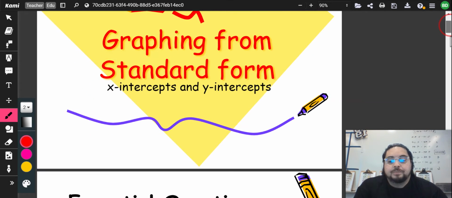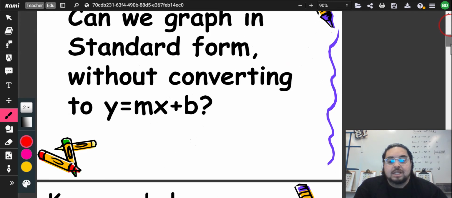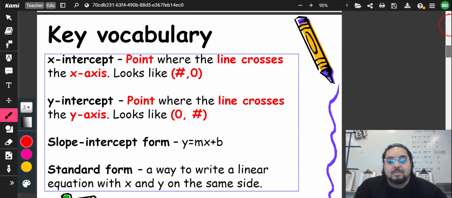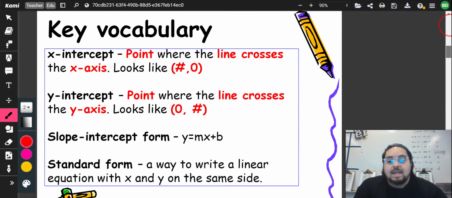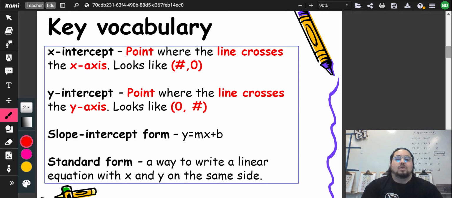Okay, so let's talk really quickly about what an x and y intercept are. So remember, the x and y intercepts are the points where our line is going to cross those axes. So the x-intercept is the point where the line crosses the x-axis. The y-intercept is the point where the line crosses the y-axis.